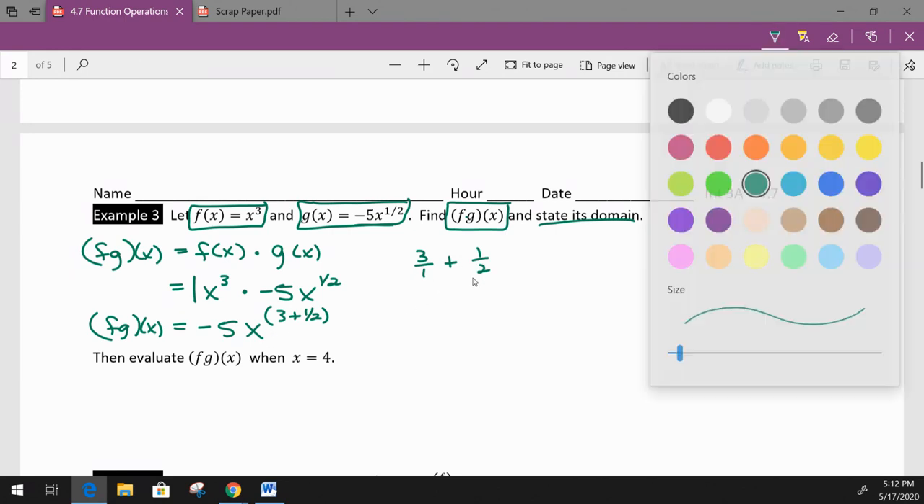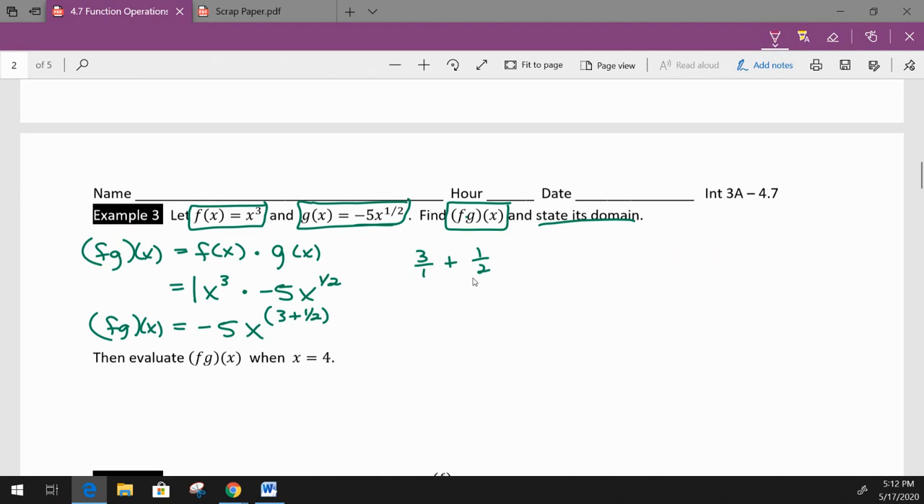If I multiply the 3 over 1 by 2 over 2, that will give me, I'm going to put an arrow, 6/2 plus 1/2, which will then equal 7/2. So that is what my exponent is going to be. I still have a -5 up front, but your x is going to be to the power of 7/2. So that is our new function, fg of x.